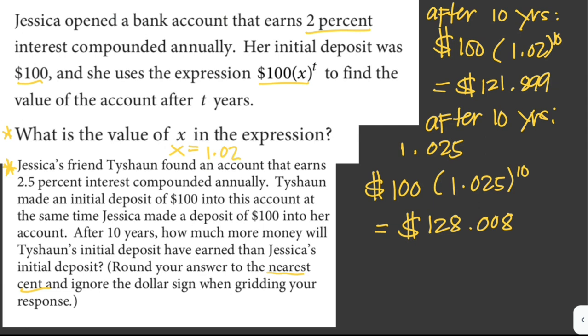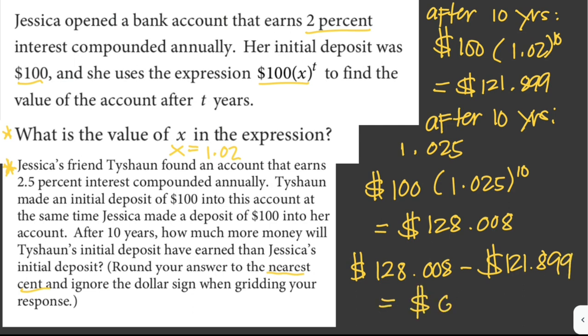Now the question is, how much more money will Tishon's initial deposit have earned than Jessica's initial deposit? We can just subtract Jessica's from Tishon's: 128.008 minus 121.899, which is equal to $6.11. Therefore, Tishon's initial deposit earned $6.11 more than that of Jessica's initial deposit.